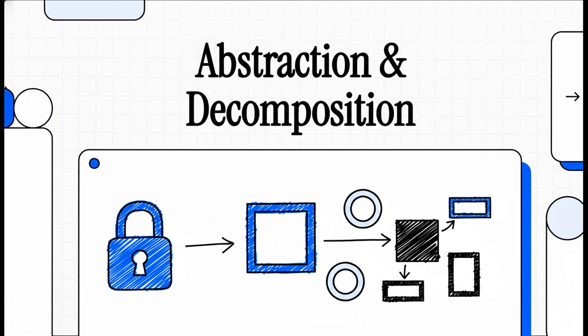All right, today we're going to crack the code on two of the biggest ideas in all of programming, abstraction and decomposition. Now, these aren't just fancy buzzwords. They are the secret sauce behind how basically all complex software gets made. So let's dive right in.